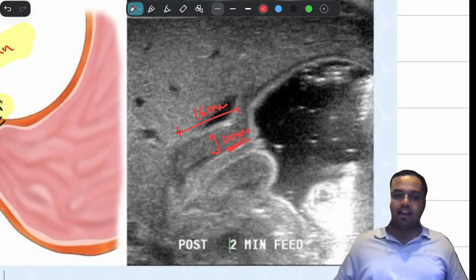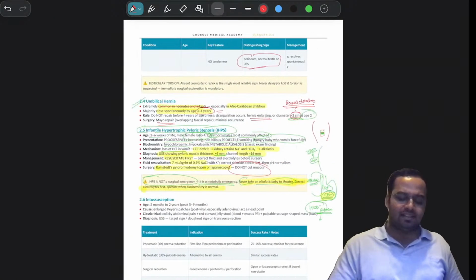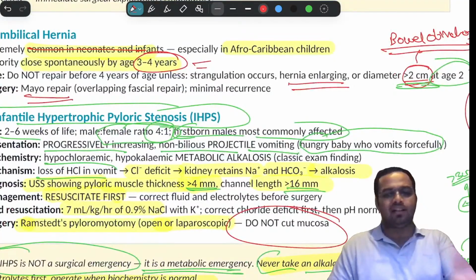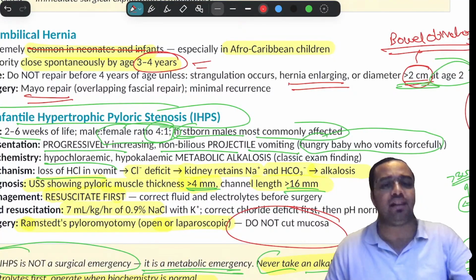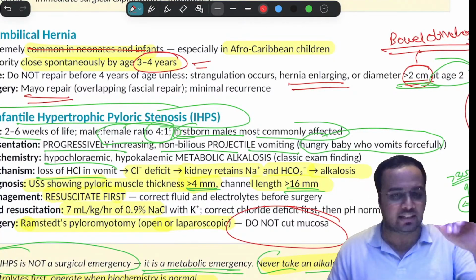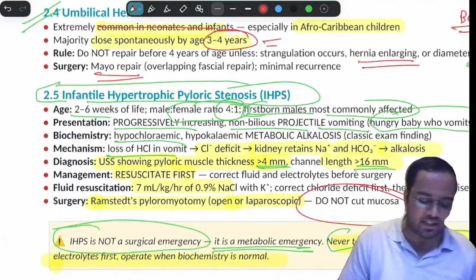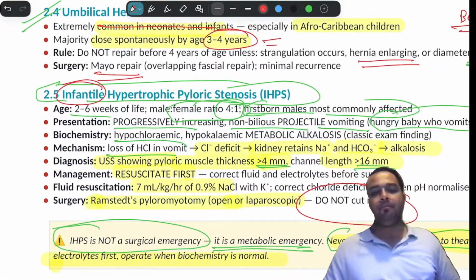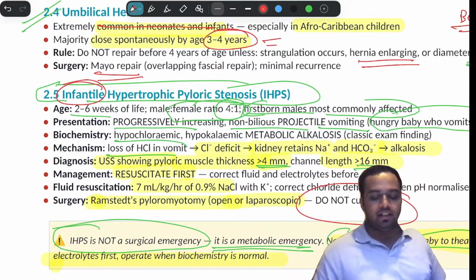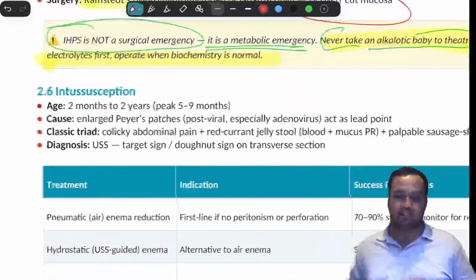So this comes to the diagnosis of IHPS. It is also called as CHPS. Why CHPS? Congenital. But they found out that it is not congenital. It does not appear at the time of birth. It is progressive. Hence its name is now changed from congenital to infantile, because it is going to happen in the infant. So it is an infantile hypertrophic pyloric stenosis.